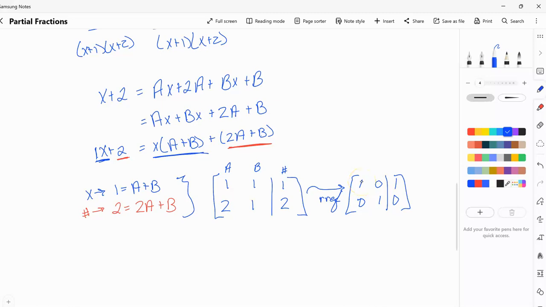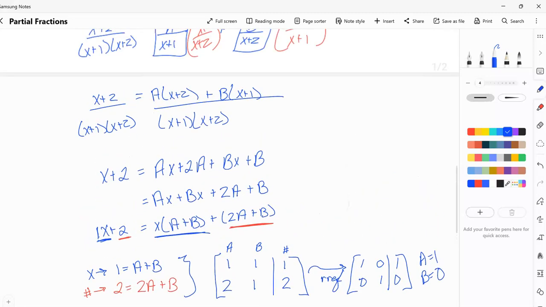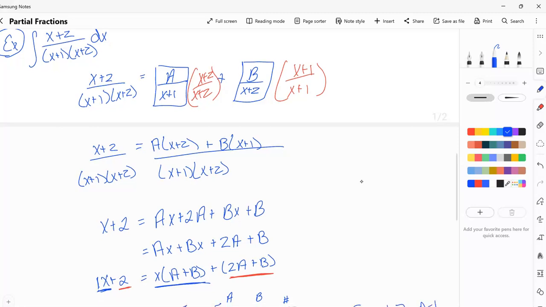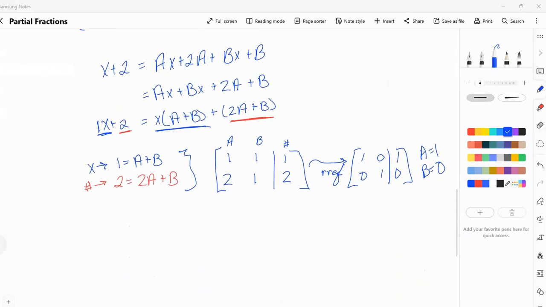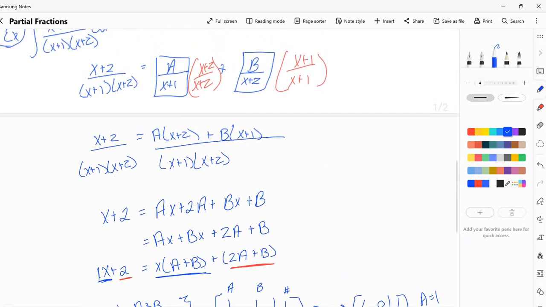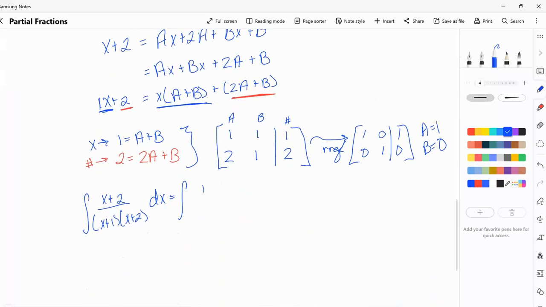So what this row is saying is that A is equal to 1 and B is equal to 0. So if we go back to our rewrite up here, if I integrate x plus 2 over (x plus 1)(x plus 2), that's the same thing as integrating 1 over x plus 1 plus 0 over x plus 2.